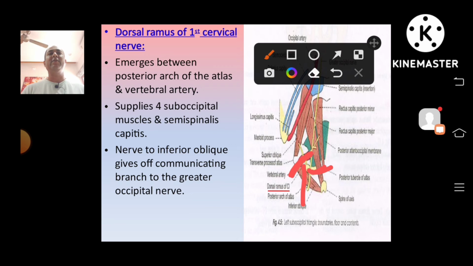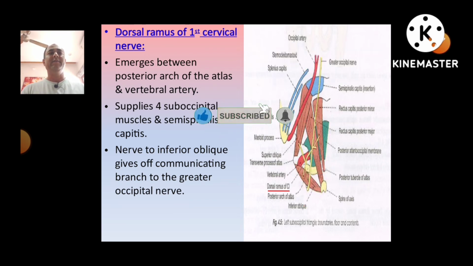It supplies all four suboccipital muscles. That means it supplies all four muscles that form the boundary, and also it supplies the semispinalis capitis. Now to the inferior oblique it gives one communicating branch to the greater occipital nerve.